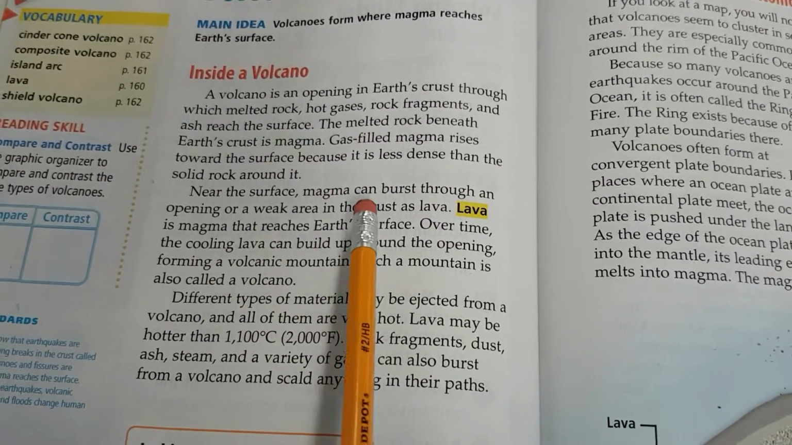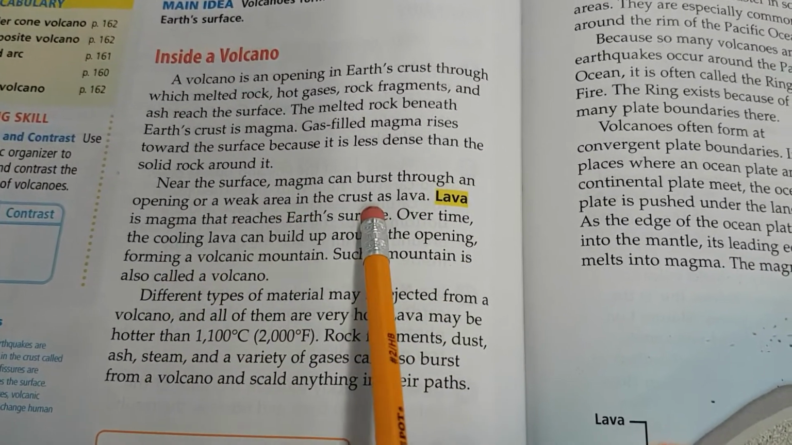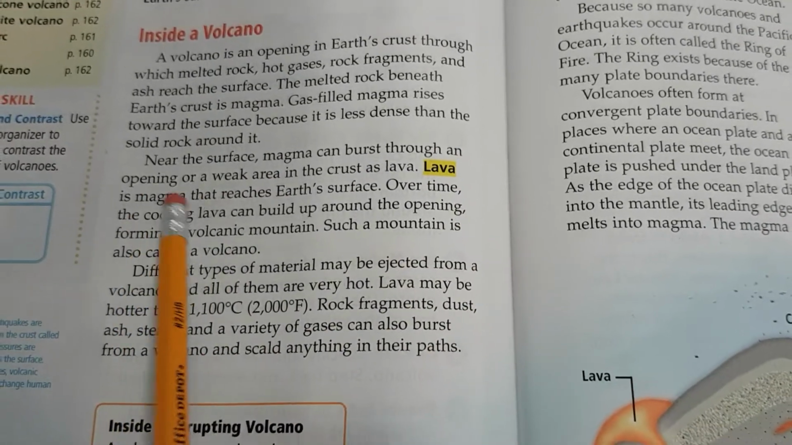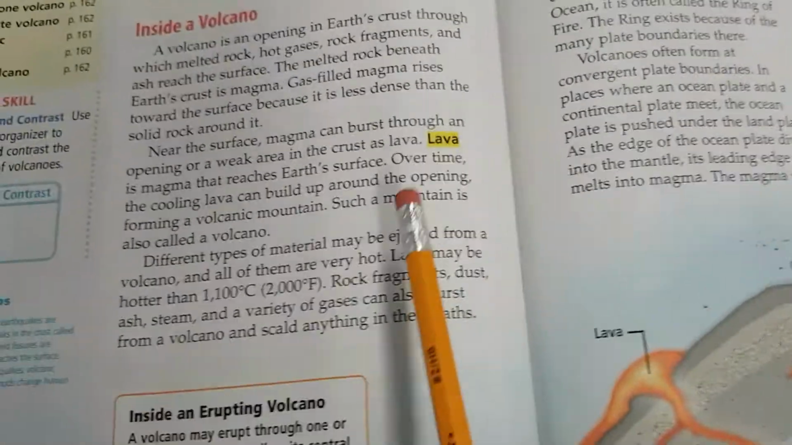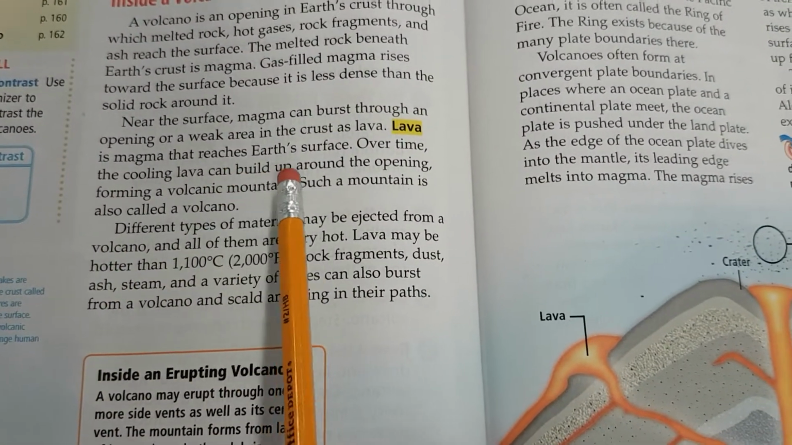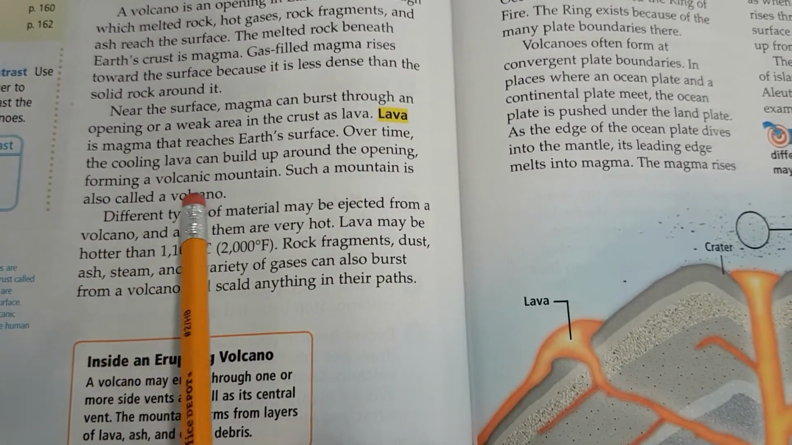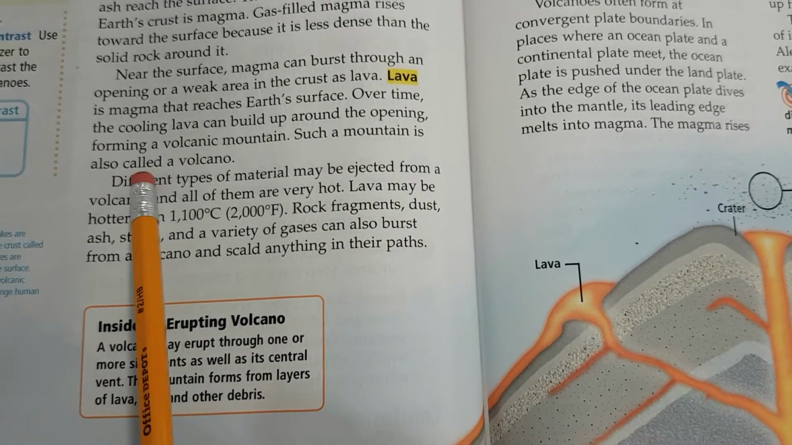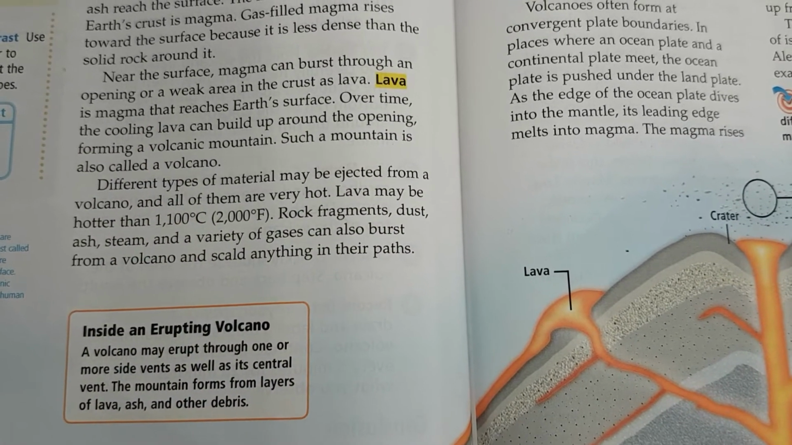Near the surface, magma can burst through an opening or a weak area in the crust as lava. Lava is magma that reaches Earth's surface. Okay, we already have that over here. Over time, the cooling lava can build up around the opening, forming a volcanic mountain. Such a mountain is also called a volcano.